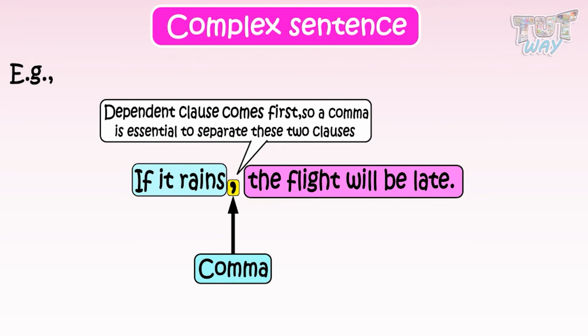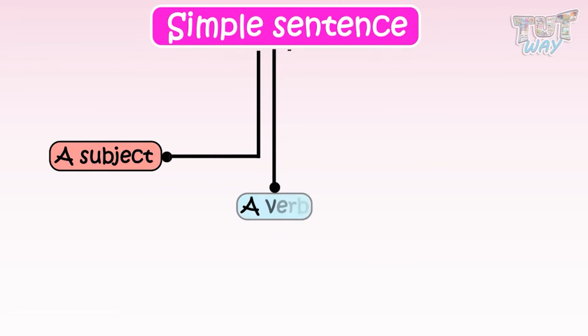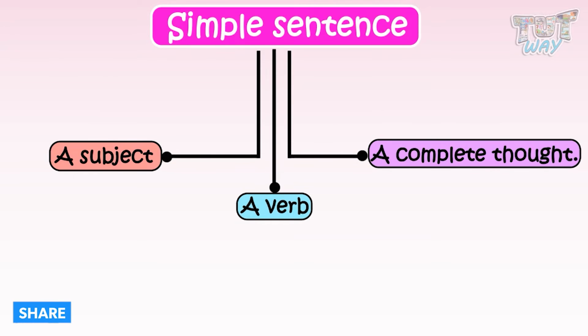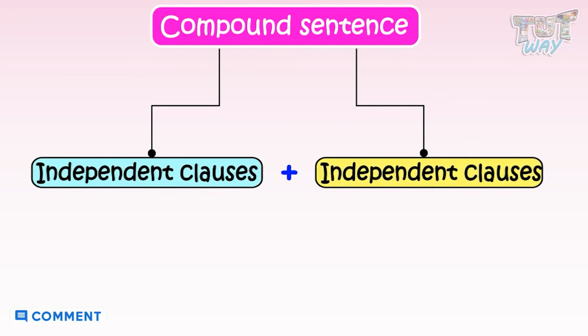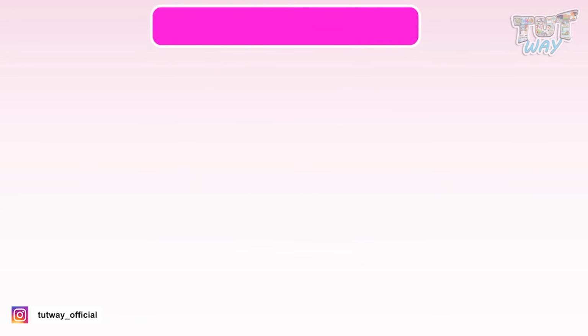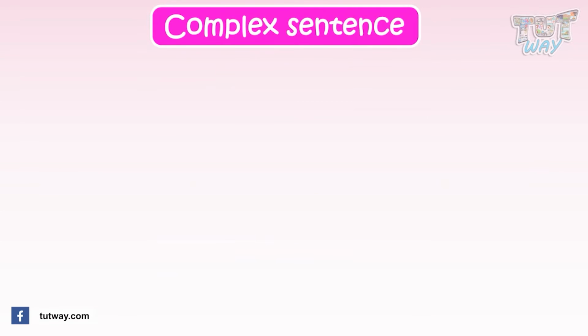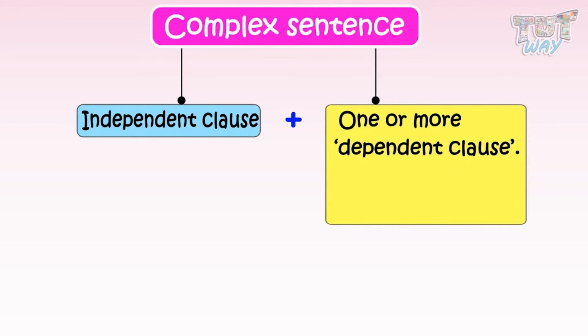So, let's revise what we have learned. A simple sentence contains a subject, a verb, and a complete thought. A compound sentence is made up of two independent clauses, and these two independent clauses are connected to one another by a coordinating conjunction or a semicolon. And a complex sentence contains an independent clause and one or more dependent clauses.